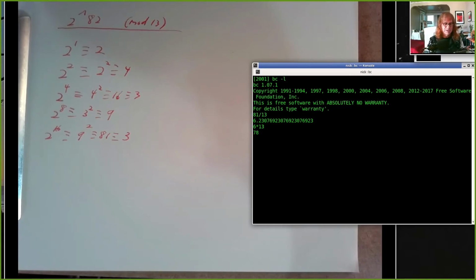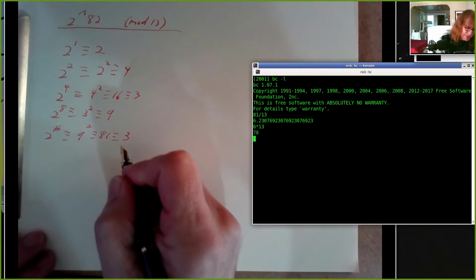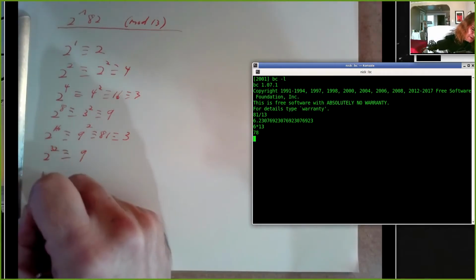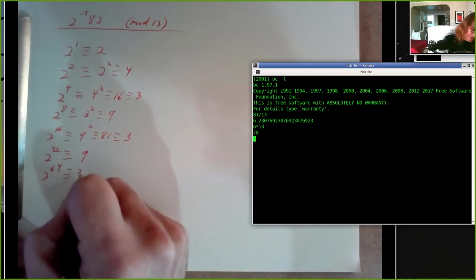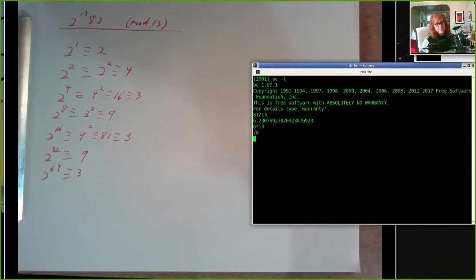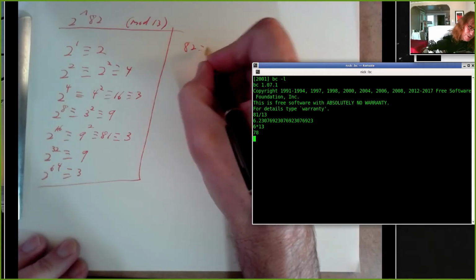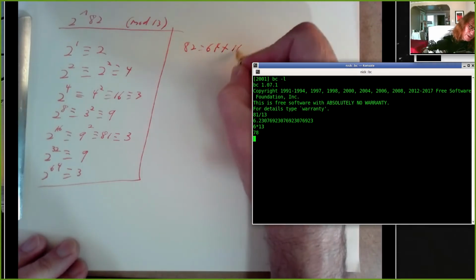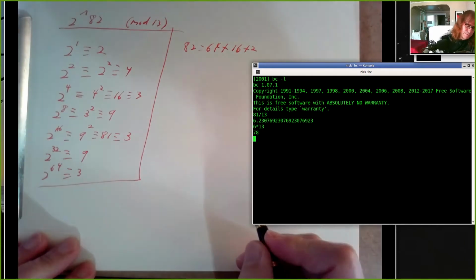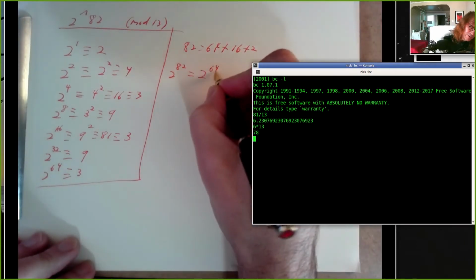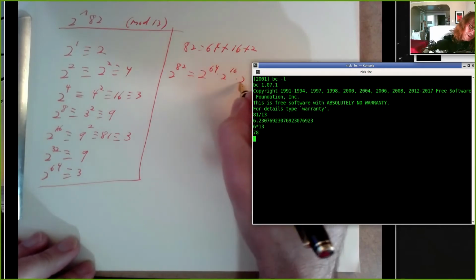Yeah, 6 times 13 is 78. So 81 is 3 more than 78. So that's congruent to 3. 2 to the 32nd is 9. 2 to the 64th is 3. And we've got a pattern now, right? So if you showed me the first few of these, you were good. And then you want to note that 82 equals 64 plus 16 plus 2. And so 2 to the 82nd equals 2 to the 64th times 2 to the 16th times 2 squared.